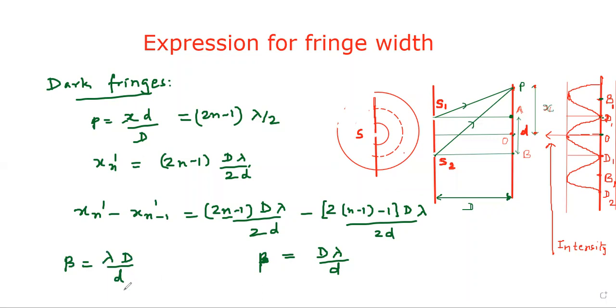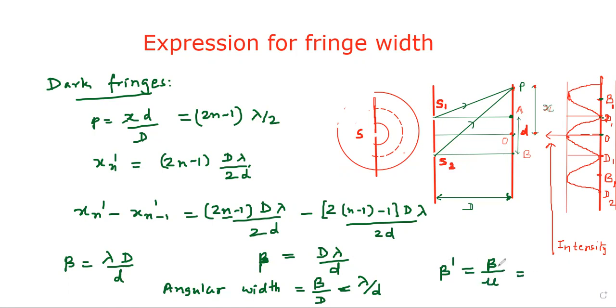Suppose we want to find out the angular width. So angular width is equal to beta divided by capital D. So that will be equal to lambda upon small d. Now, if this apparatus is put in a liquid of refractive index mu, in that case, fringe width beta dash equal to beta divided by mu, or 1 upon mu times lambda D divided by d.